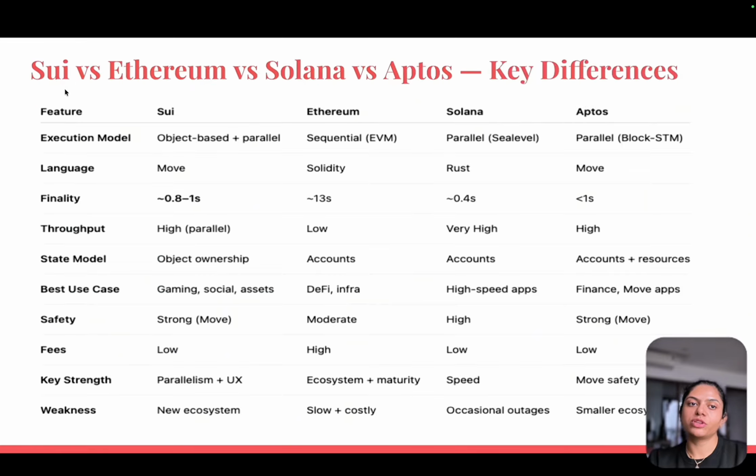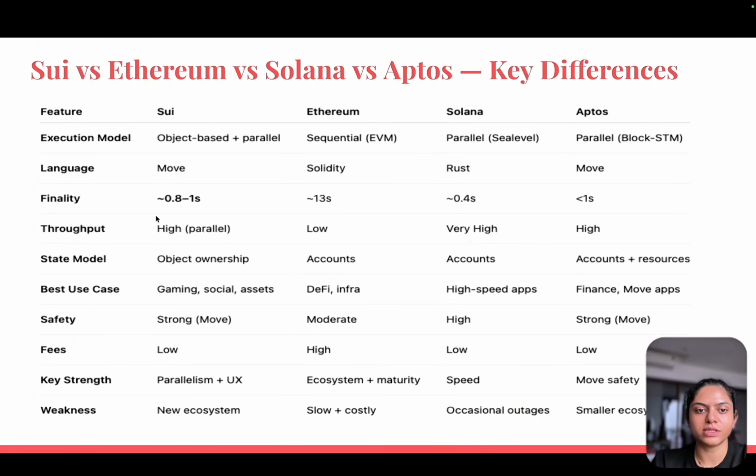Then we discuss Sui versus Ethereum versus Solana versus Aptos. What are the key differences between them? I have prepared the key differences. The first is the execution model. Sui is an object-based and parallel model. Ethereum is sequential, EVM based. Solana is parallel, Sealevel, and Aptos is parallel Block-STM. For language, Sui uses the Move language, Ethereum uses Solidity, Solana uses Rust, and Aptos also uses Move.